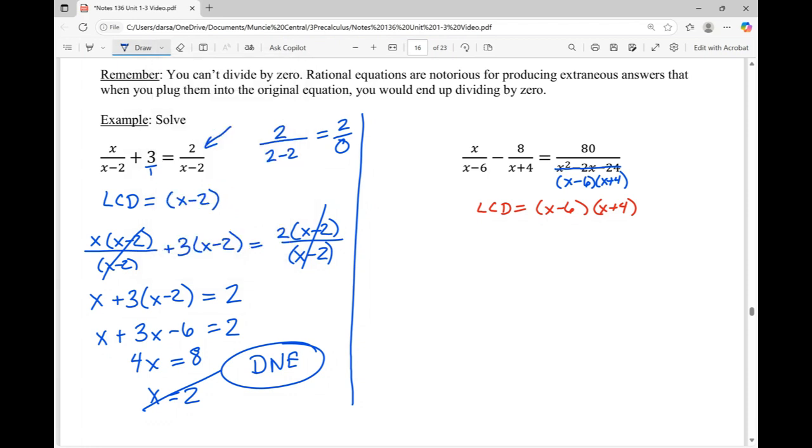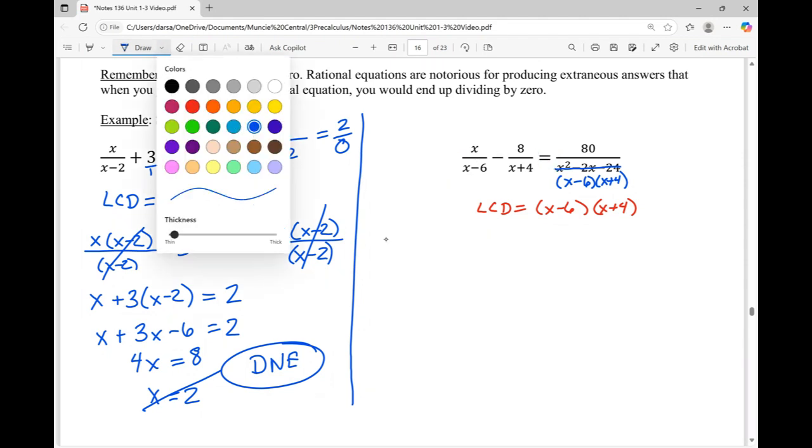If we're shortcutting this, remember we're going to multiply both sides by that x minus 6, x plus 4. And when we do that, that common denominator is going to multiply to both of the rationals and end up in the numerator of both of these things. So the shortcut way to think about that is to just put that common denominator into the numerator of all three of the rational expressions.